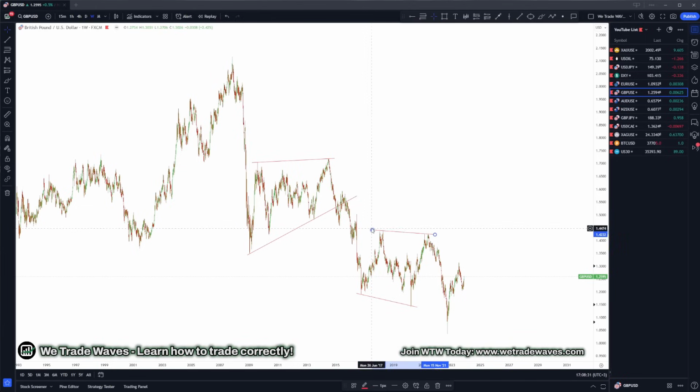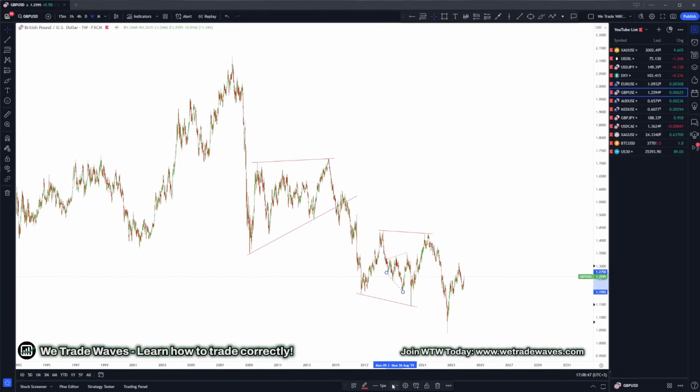This is actually a corrective structure. It's the fourth wave corrective structure. It's a running flat. Inside this running flat, we have what? We have an expanding triangle. This is called an expanding triangle, guys. Okay, I'll change this one for you so you'll be able to see it.